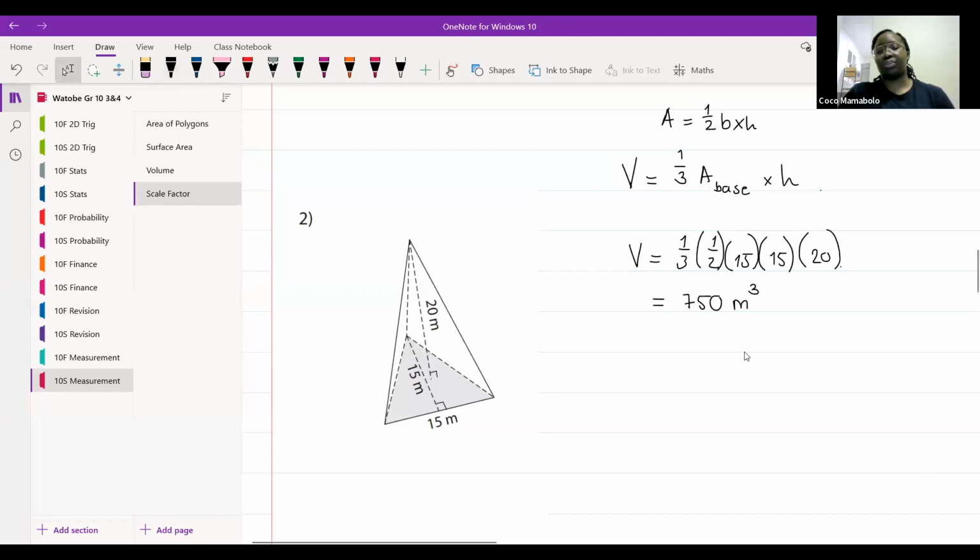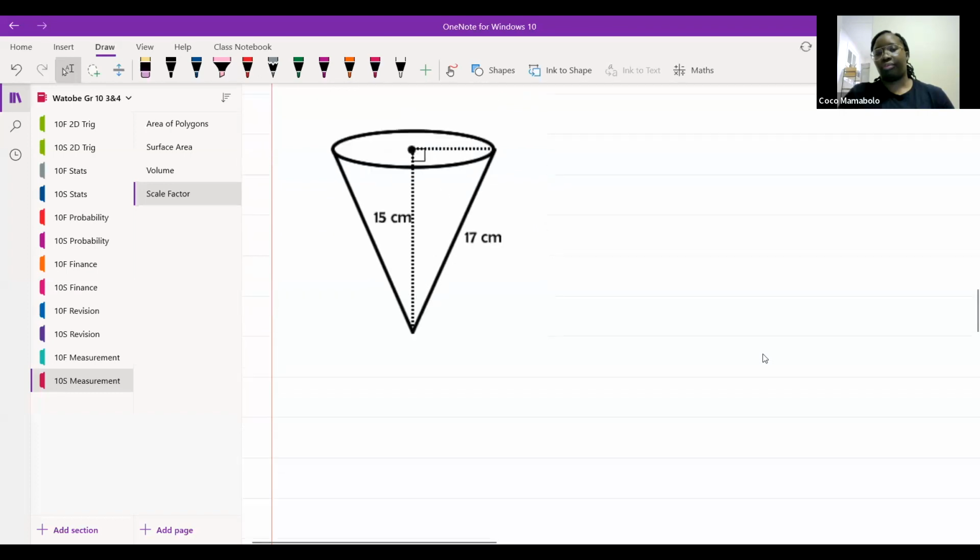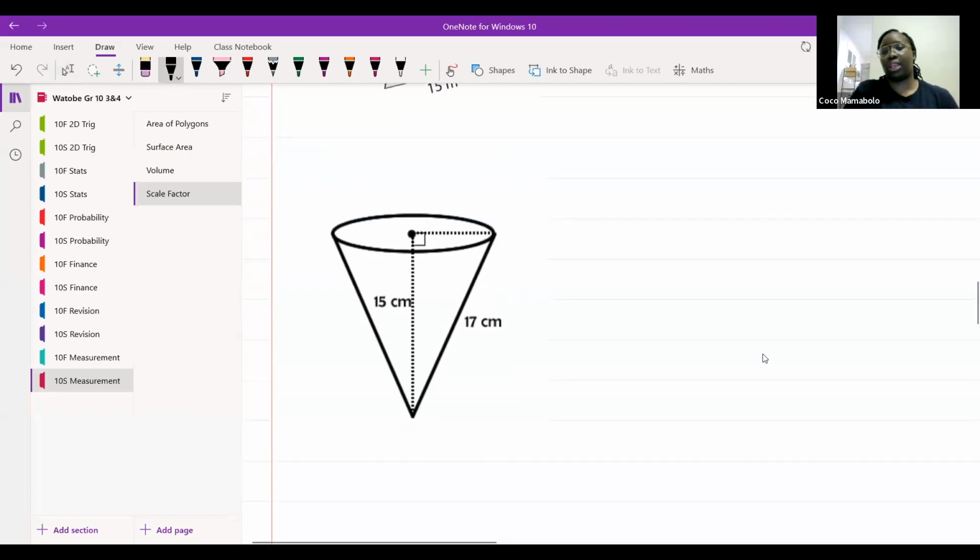All right. Here's your next challenge. Okay. So again, remember, volume is a third of the area of the base multiplied by the perpendicular height of our pyramid. We are missing something very important. What are we missing?